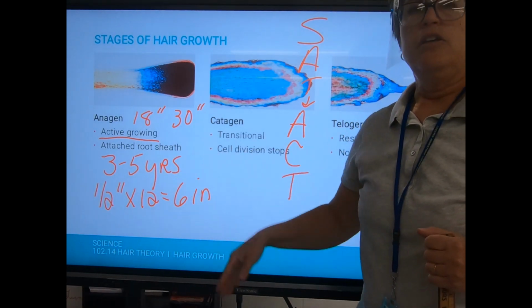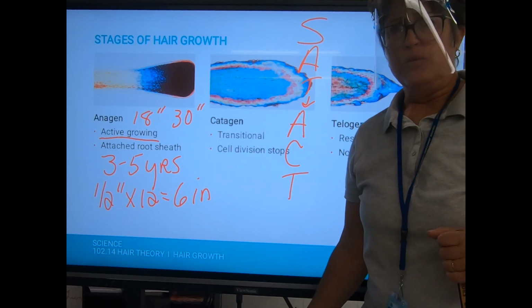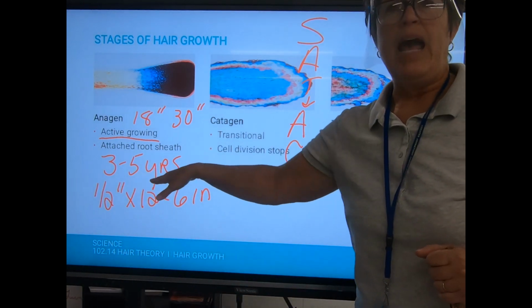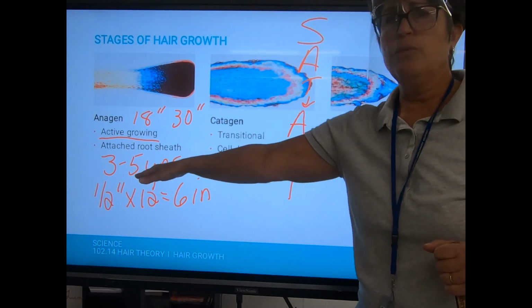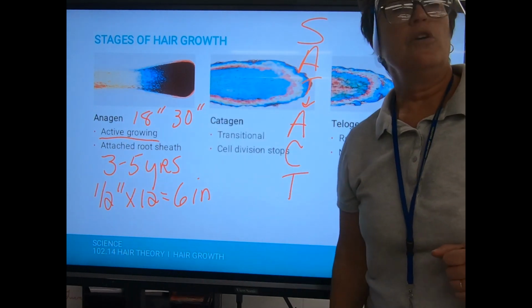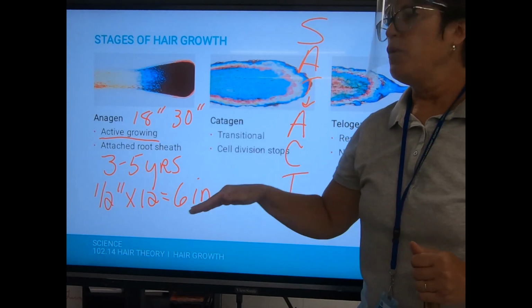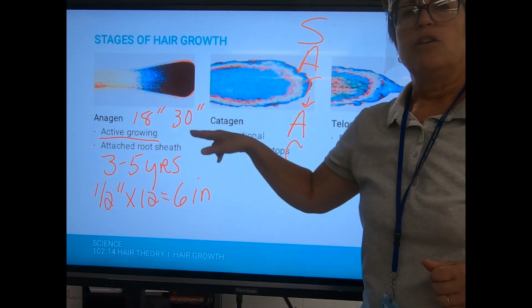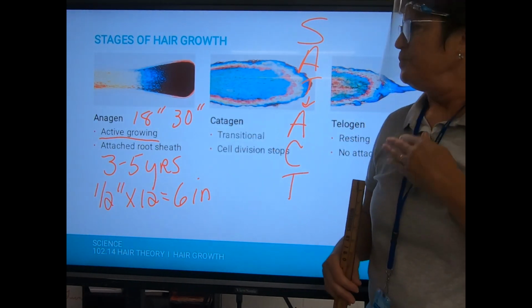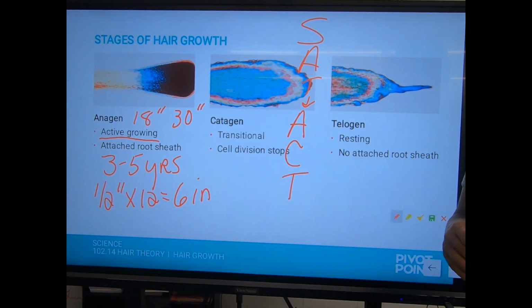All right, now you see the people walking down the street and their hair is touching their ankles. Again, they're not average. So you can have people whose hair won't grow for 3 years, and you have people whose hair will grow for 10 years before the hair falls out. Okay, so you have extremes at both ends, but this is the average. You're going to get about 18 to 30 inches before it falls out. So that's active growing. Then you've got catagen.